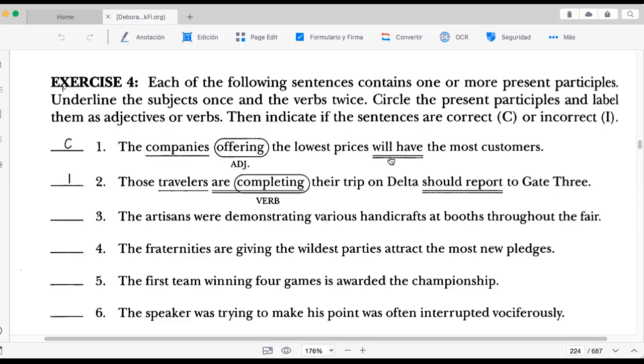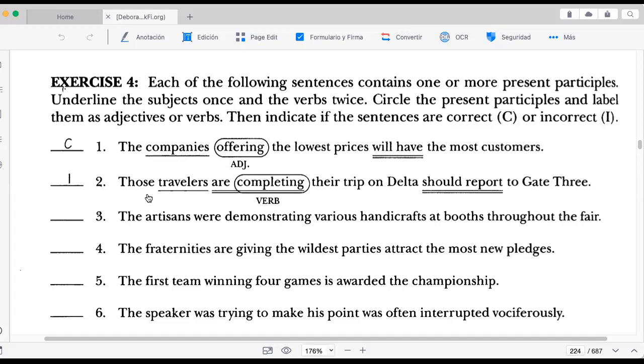Now, we must circle the present participles. We have this one, offering, and that's all. We don't have another one with the ending ing. So that will be correct. Why? Because it's complete. It doesn't miss something.